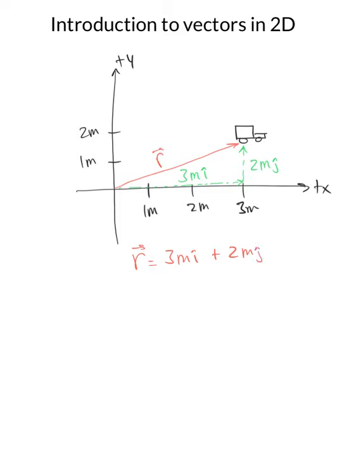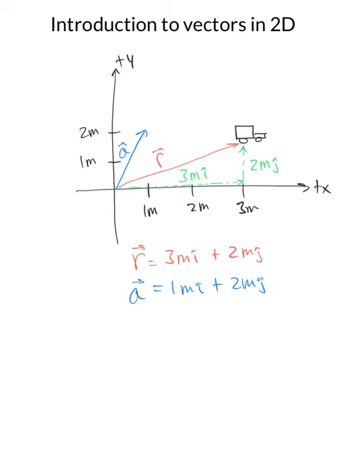That is, I can write r vector in terms of how far I need to walk in the x direction plus how far I need to walk in the y direction. And we can do this for any vector. So for example, if I wanted to have some other vector, I'll just call it vector A. Vector A I could write as 1 meter i hat plus 2 meters j hat.